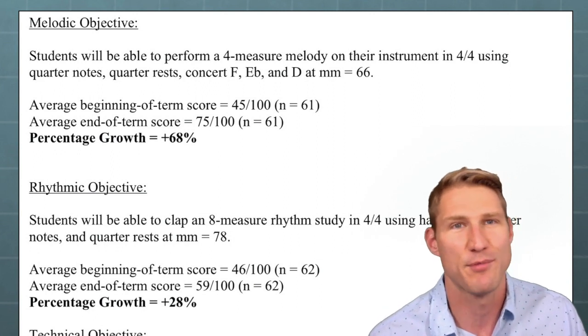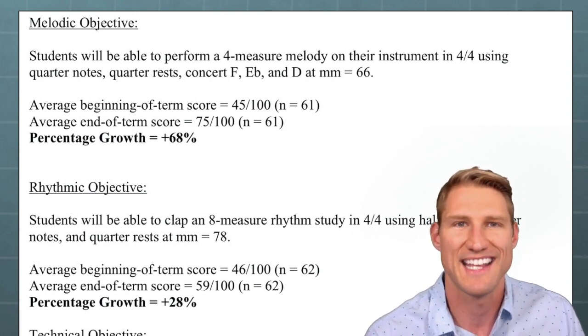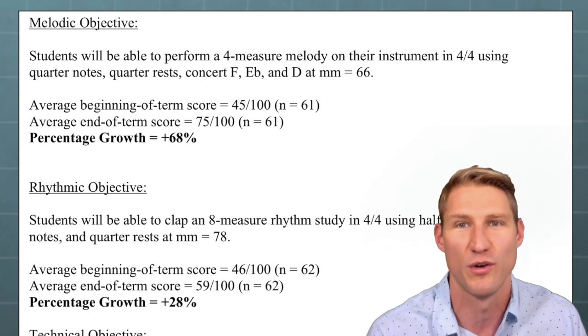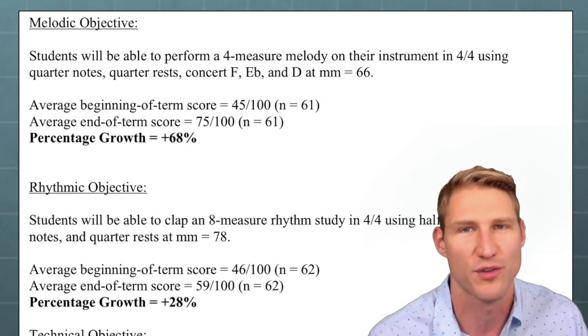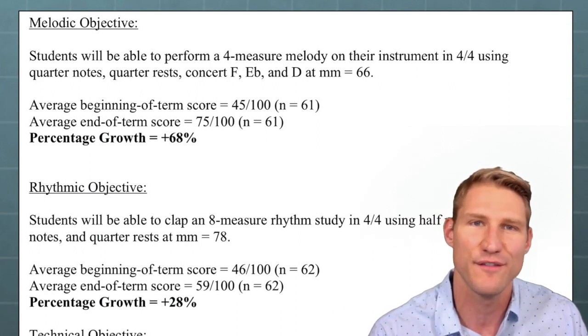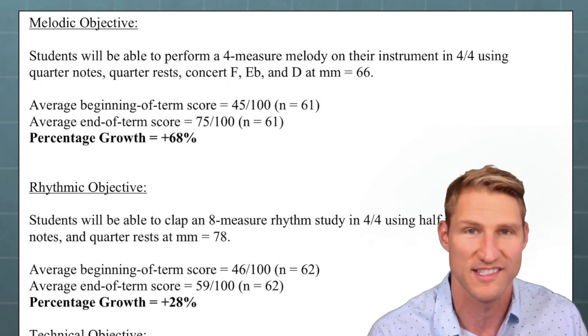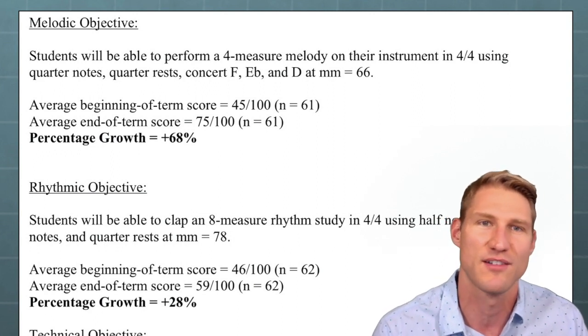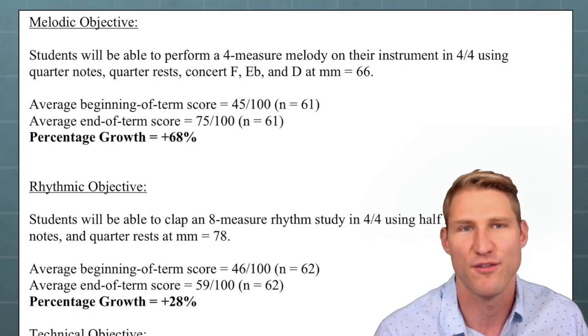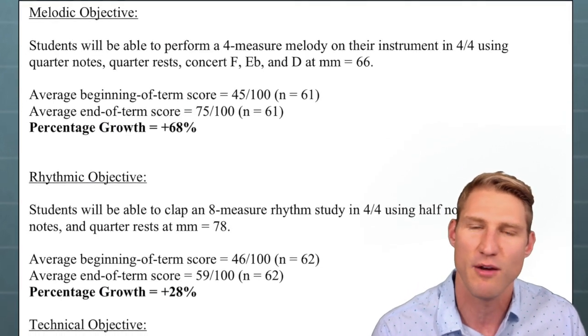So, for example, for this melodic objective, at the beginning of the term, our fourth graders on average scored a 45 out of 100. And there were 61 fourth graders that were involved in that test. And then at the end of the term, the average score was a 75. So that is a 68% growth in reaching our melodic objective. So the same thing for our rhythmic objective, which was clapping a SmartMusic excerpt.